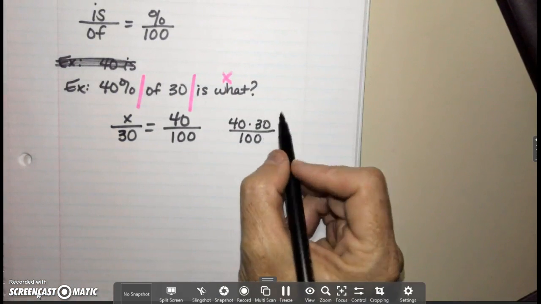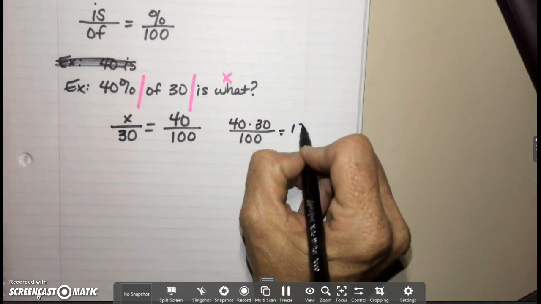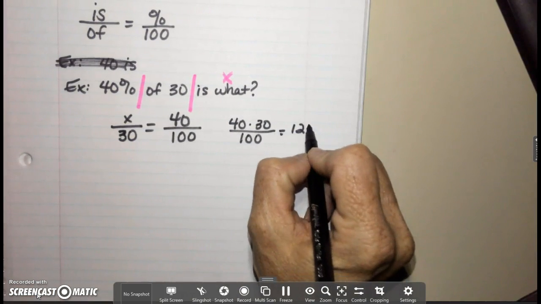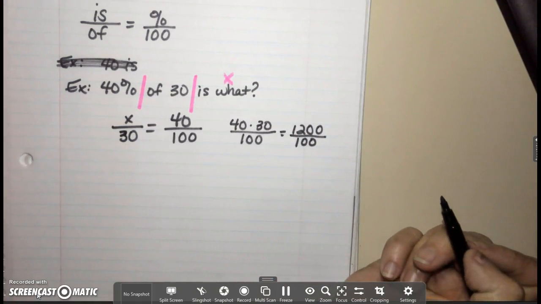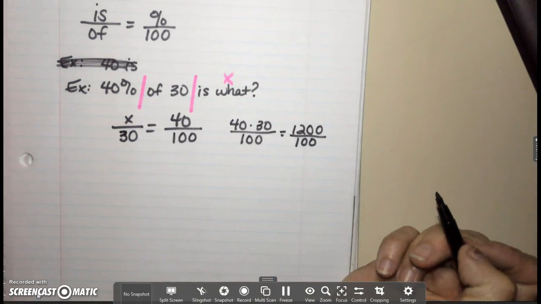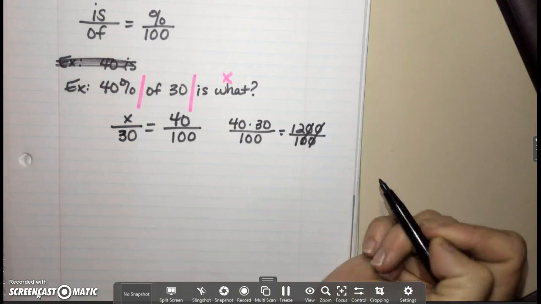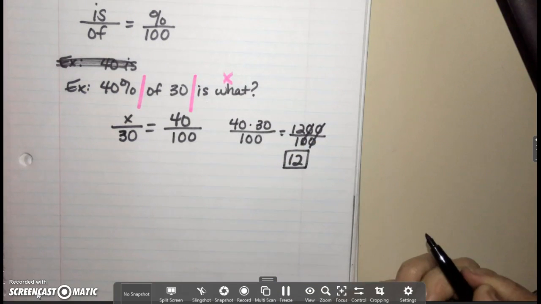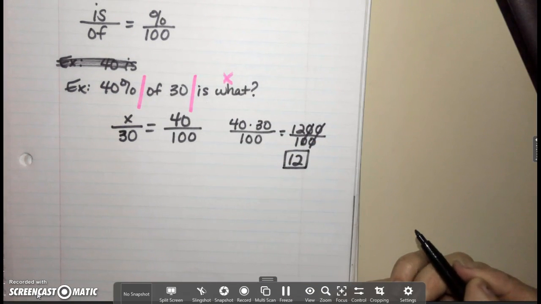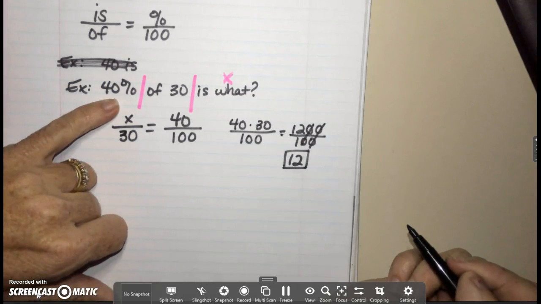What's 4 times 3? 12. How many zeros do I have up top? 2. Divided by 100. How many zeros can I cancel out from both? 2. What's 12 divided by 1? 12. Easy, yeah? Okay, these are the kind of problems that you're getting today.